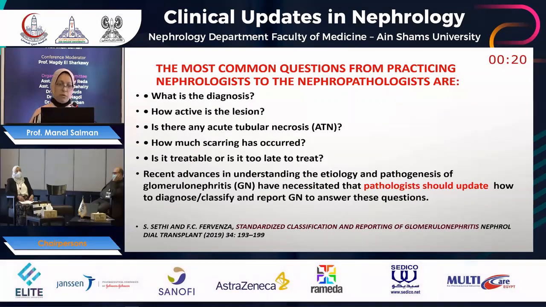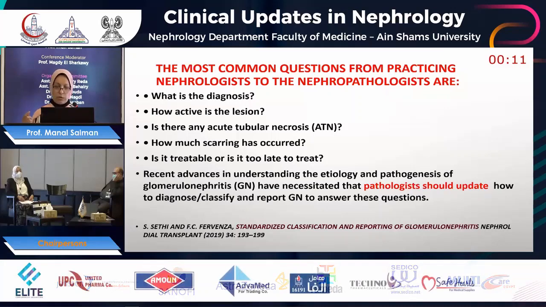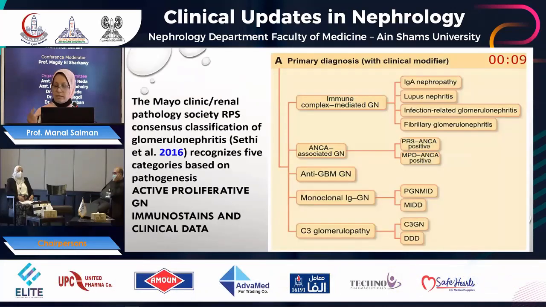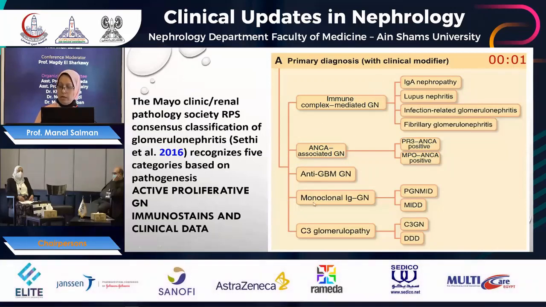مطلوبه من الباثولوجيست يحطها في الريبورت بتاعه، ايه الدايجنوزس، الاكتيفيتي اوف ذا ليجن، ايه في تيوبولار نيكروزس، في سكارينج، في تريتابل اور نوت. فانا عايزه اعمل ايه؟ انا عايزه اعمل ابديت للريبورتنج بتاعي علشان اقدر اجاوب على الحاجات دي. فاتعمل عندنا كلاسيفيكيشن في 2016 للليجنز انتو 5 ليجنز.